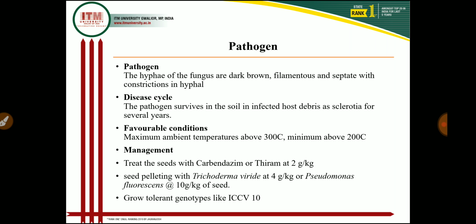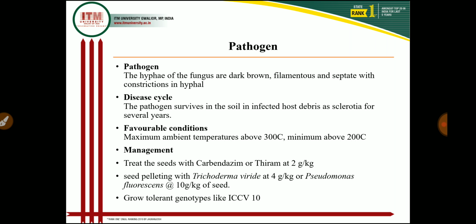In the disease cycle, the pathogen survives in the soil in infected host debris as sclerotial bodies for several years, and the sclerotial body serves as the primary source of inoculum. The secondary spread is through farm implements, irrigation water, as well as rain splash. So this is the disease cycle of Rhizoctonia bataticola.